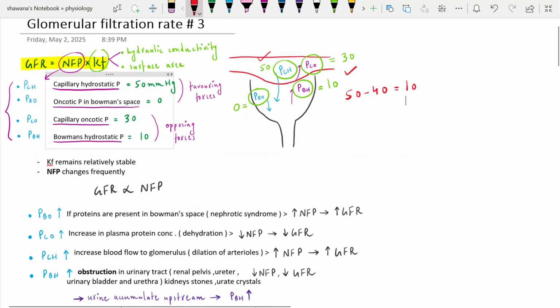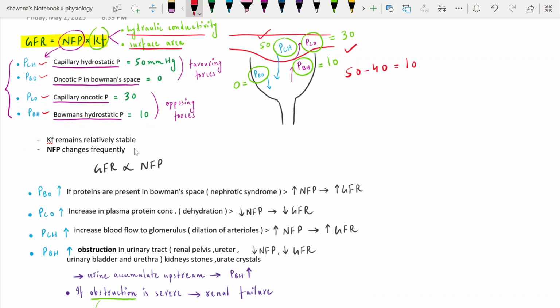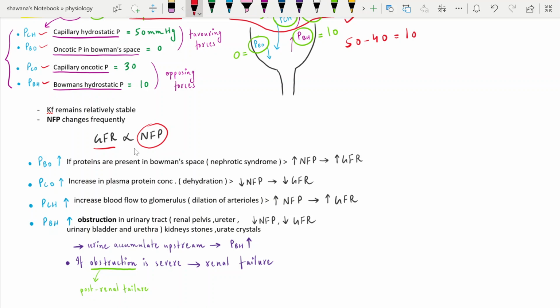The filtration coefficient remains stable because the permeability and the surface area do not change significantly over time, but net filtration pressure can change frequently because it depends on these four pressures, and these four pressures can change in case of diseases. So we can say that the GFR is directly proportional to the net filtration pressure, and also directly proportional to the filtration coefficient, but less significantly. So let's discuss these pressures individually.